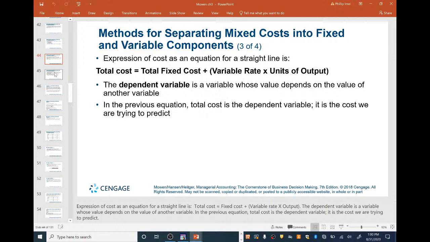Now the dependent variable is a variable whose value is going to be dependent upon the value of another variable, okay? So in this equation here, total cost is going to be the dependent variable, because it's the cost that we're trying to predict. So we're trying to solve for total cost. Total cost is going to be dependent upon the side of the equation over here, upon the total fixed cost and the variable rate and units of output produced, okay?